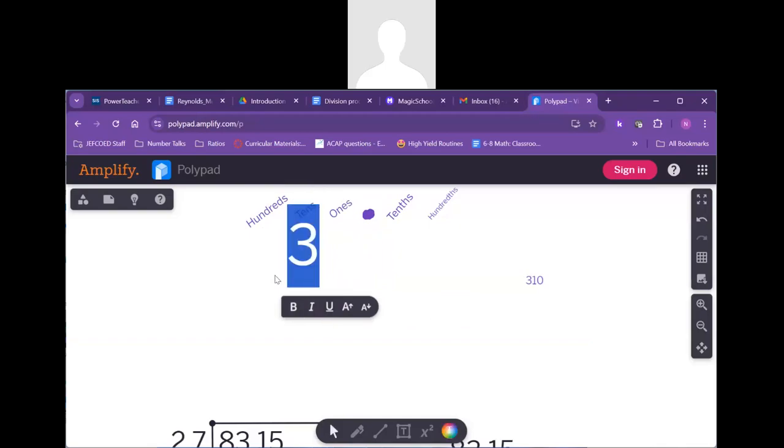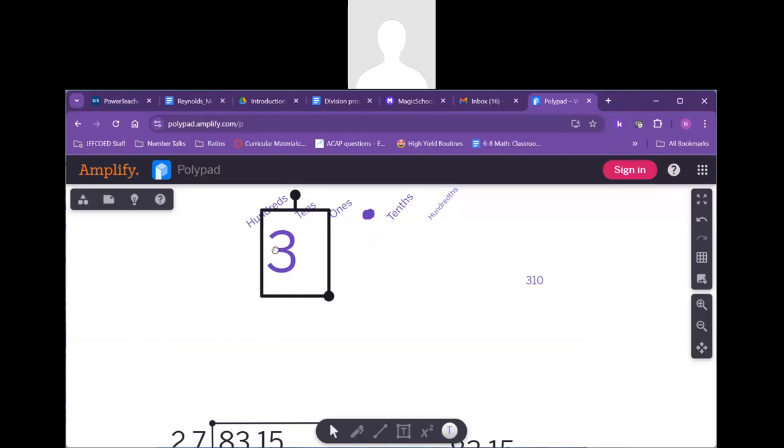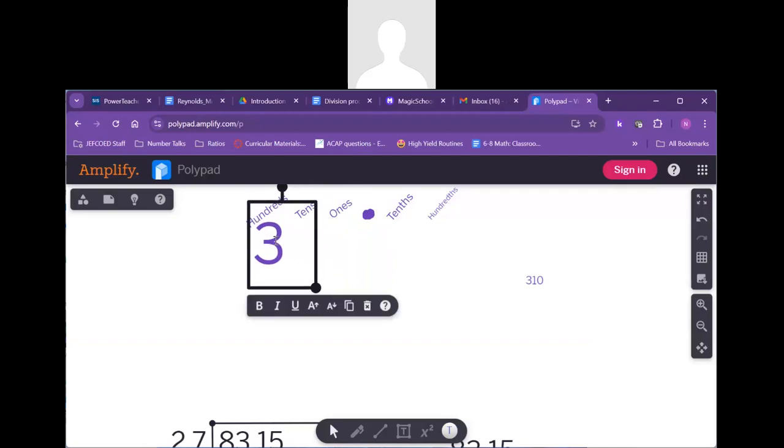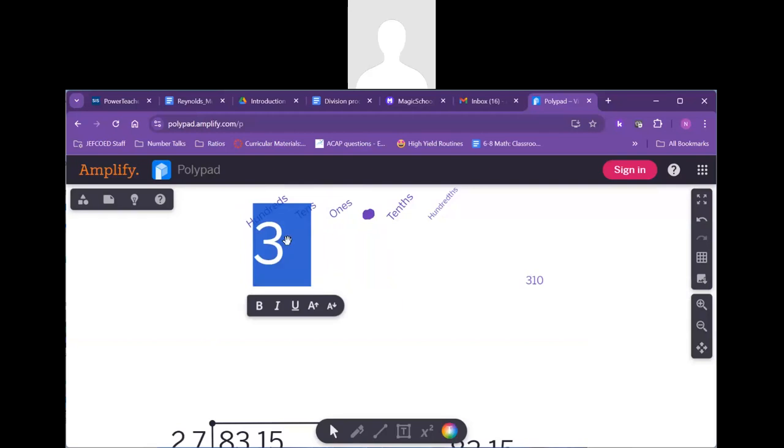So to multiply it by 100, I move it 2 times. Instead of 3 ones, we started out with 3 ones, so I move it 2 times, tens, hundreds. Now it's 100 times greater, and we have to fill those place values with zeros. So it's now the number 300. That's just a reminder.